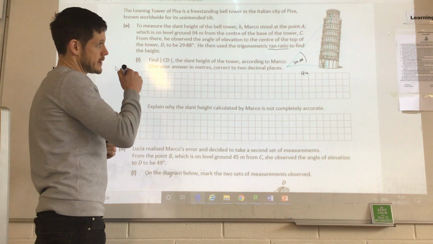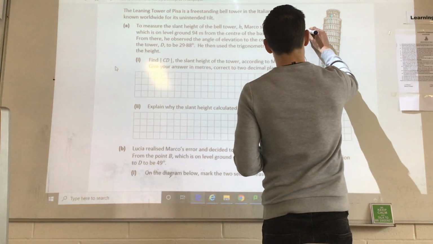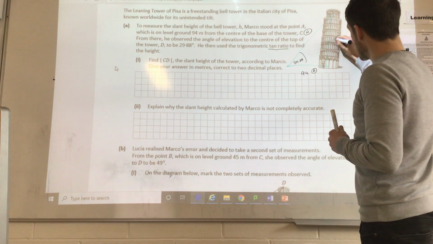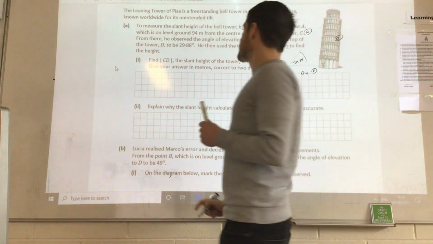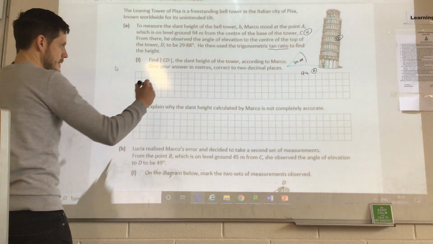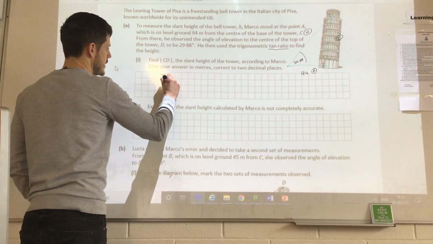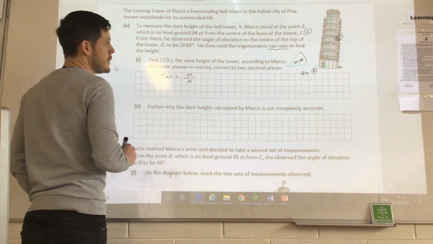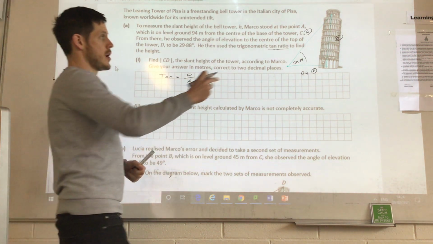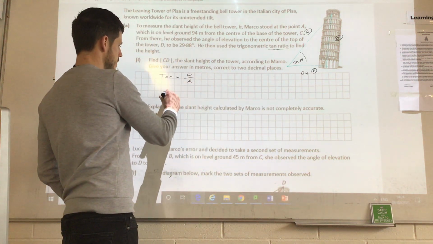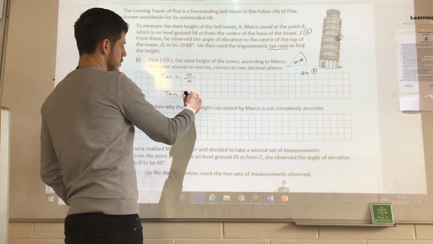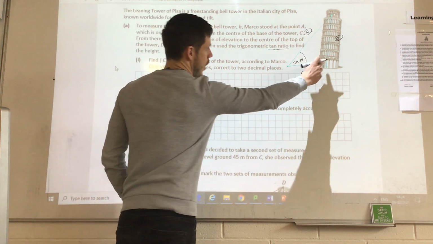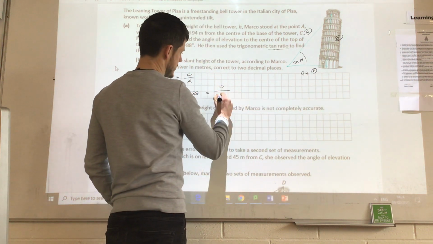So what I'm going to do is just label my sides. This is my hypotenuse, right? This is my adjacent, and this is my opposite, because it's opposite the angle here. So what we need to do is write out our tan ratio. SOHCAHTOA says tan is equal to opposite over adjacent. And we're going to fill in all these values that we know. So we know the tan of 29.88 is going to be equal to my opposite, which is unknown here, over my adjacent, which is 94.